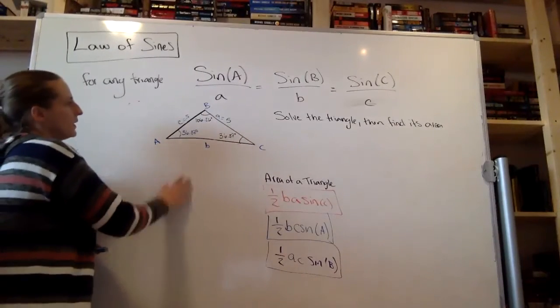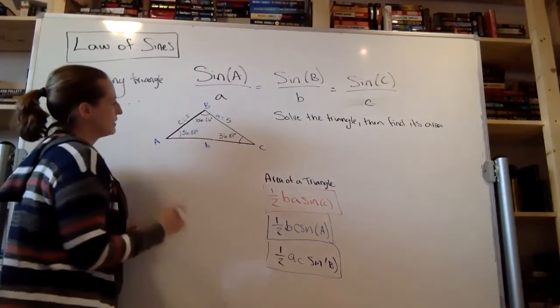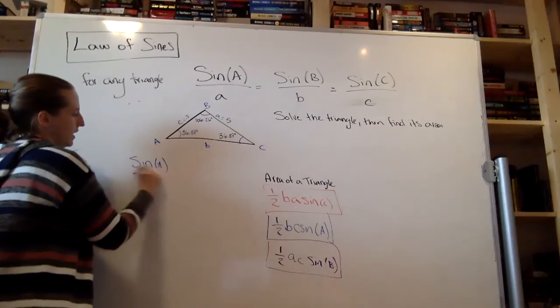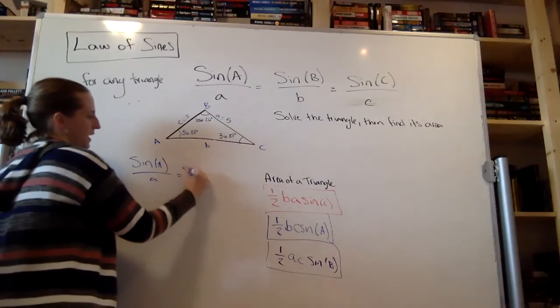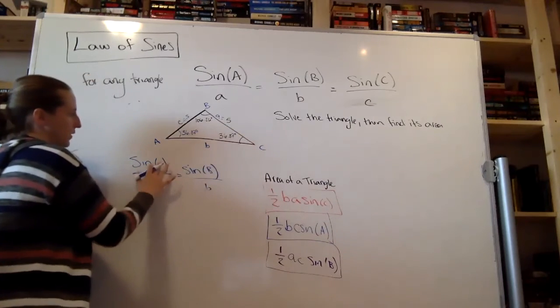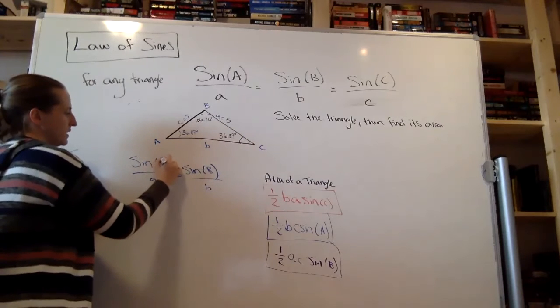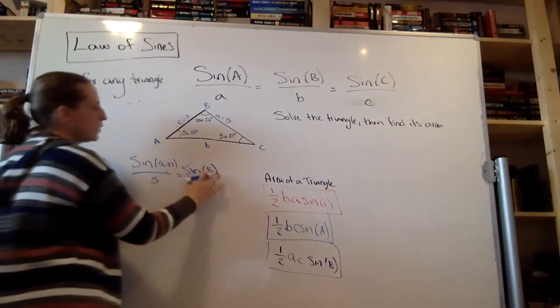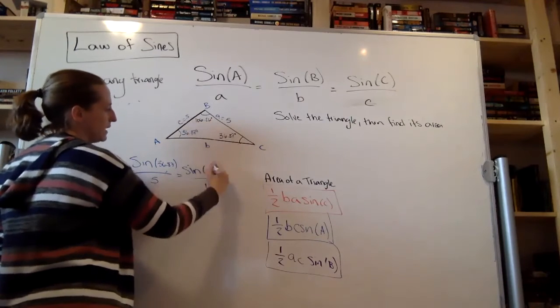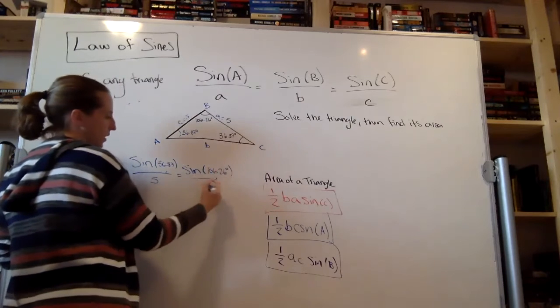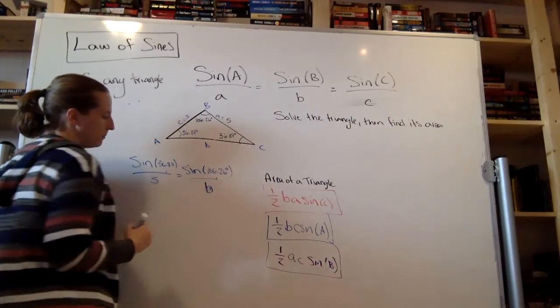Okay, well now what don't we know? We don't know our B, so let's find our B. We know sine of A over A should equal sine of B over B. So we know that our angle A is 36.87. We know that little a is 5. We know that B is 106.26 degrees. And so all we're missing now is our little b.